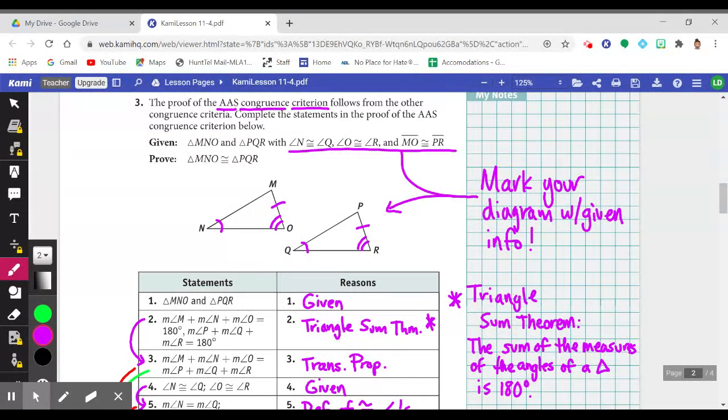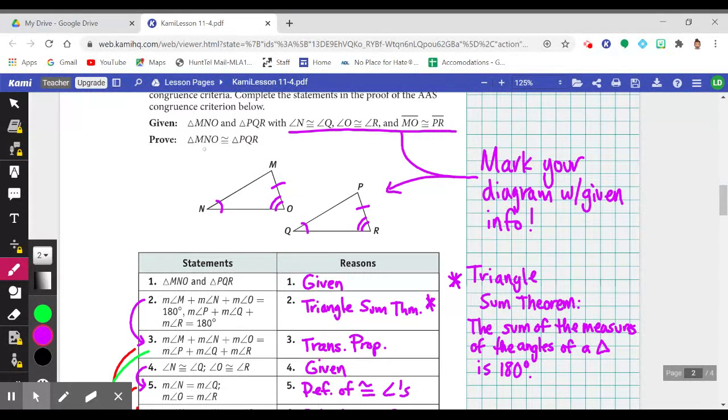So we have these two triangles that fit the bill of this congruence criterion, but we're going to use another congruence criterion to then prove that this congruence criterion, angle side, is valid. So if that's what you were wondering here, that's what's going on. So always mark your diagram with given info. We're about to prove that this criterion, angle side, is valid by proving the two triangles congruent.